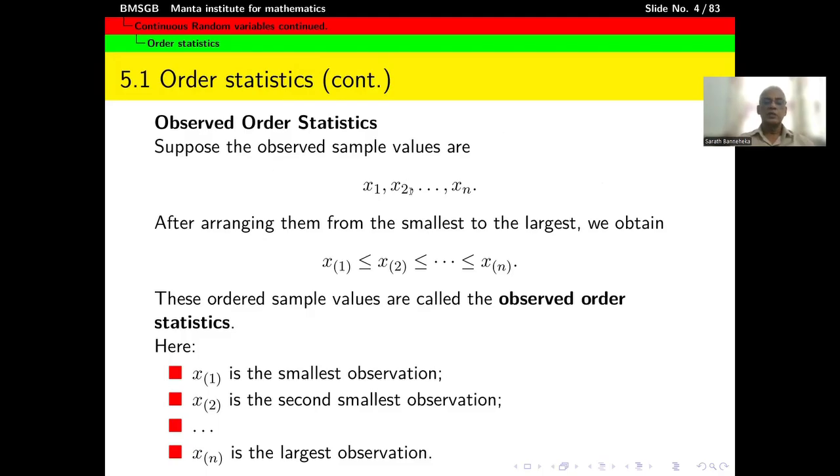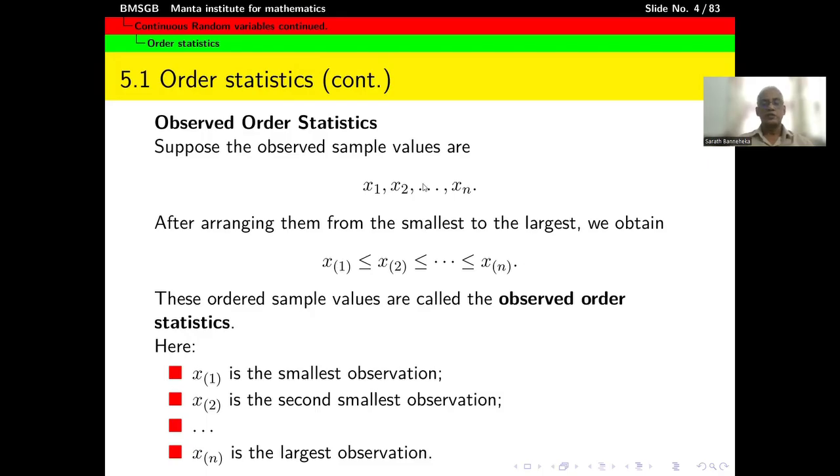Now here in the realization, x1, x2, xn doesn't have a particular order. x2 can be smaller or larger than x1, x3 can be again smaller or larger than x1 and x2, right? They can be in any order. But here, once you put them in the increasing order, this number is always smaller than or equal to the next number, and so on. Xn will be the largest number. So there will be an order in between these statistics.